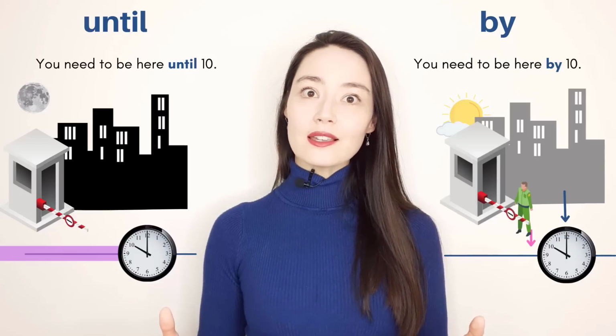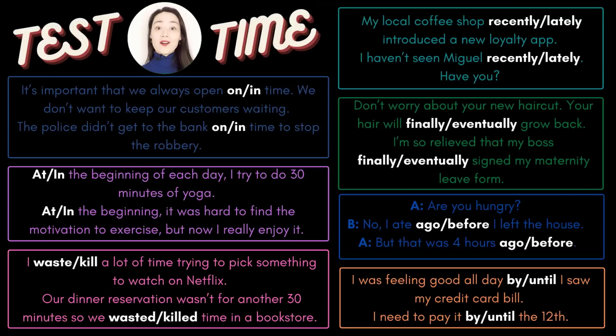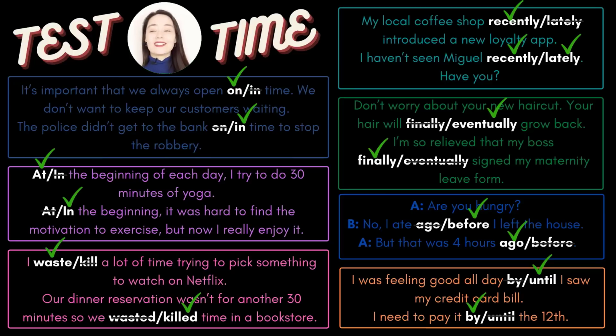Are you ready for a test? Let's take a look. Okay, what I'd like you to do is to select the right option. There can be more than one option possible, and don't just look at the one word. Look at the grammar surrounding the options. Pause the video to do this. Here are the answers. Don't forget to let me know how you did in the comments below.